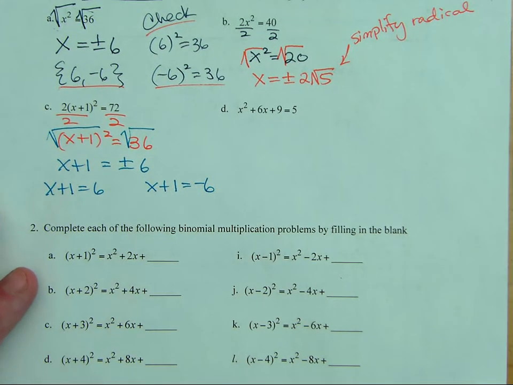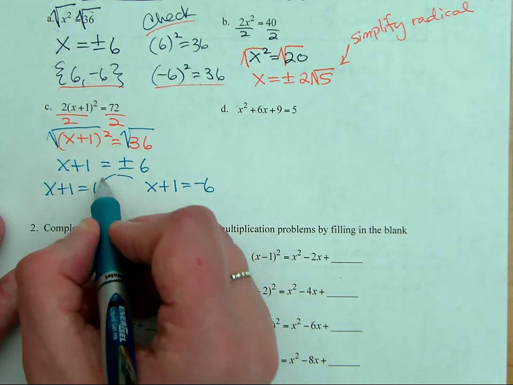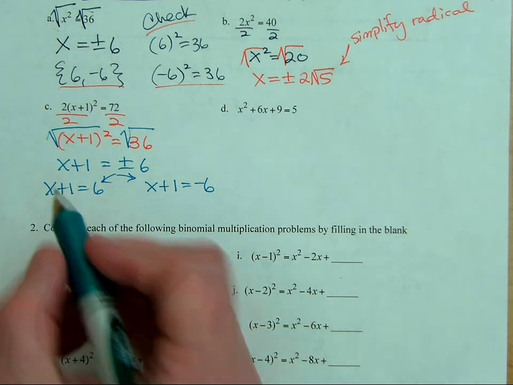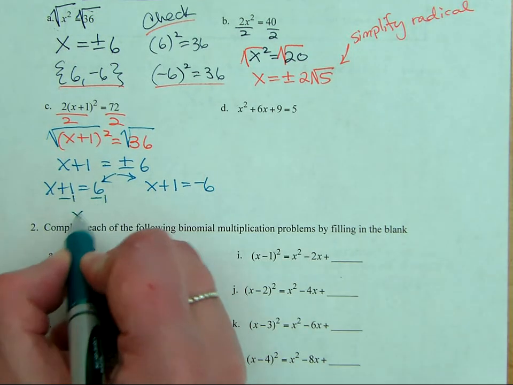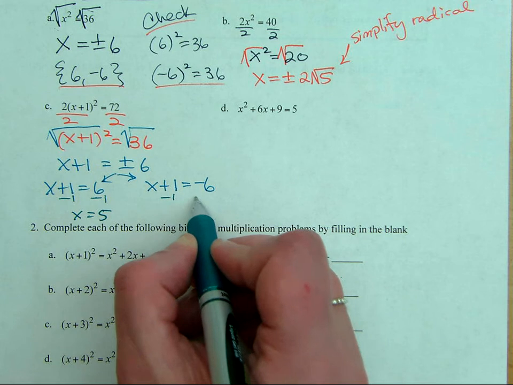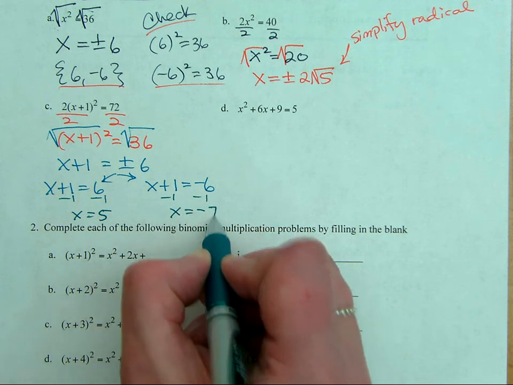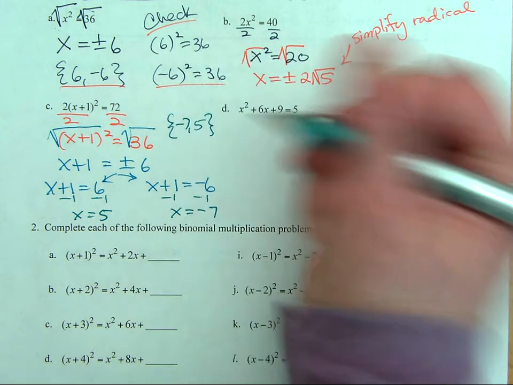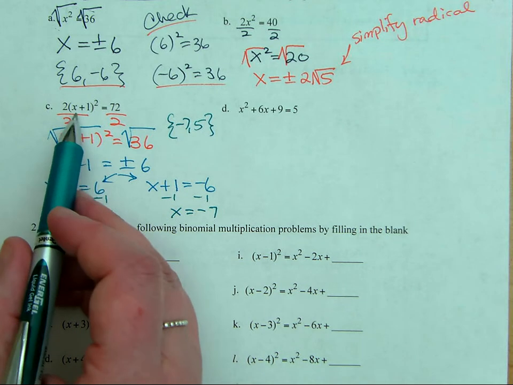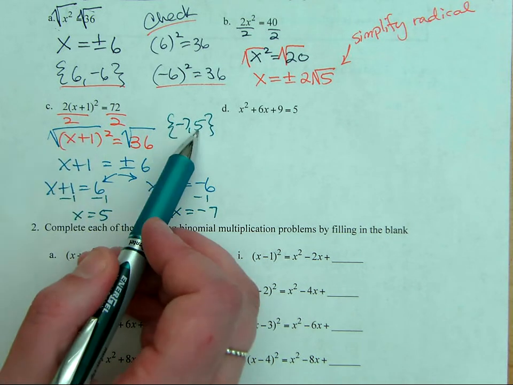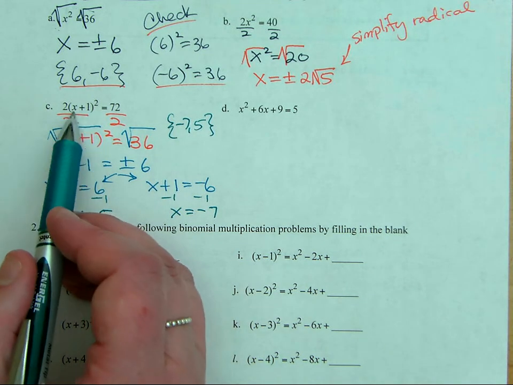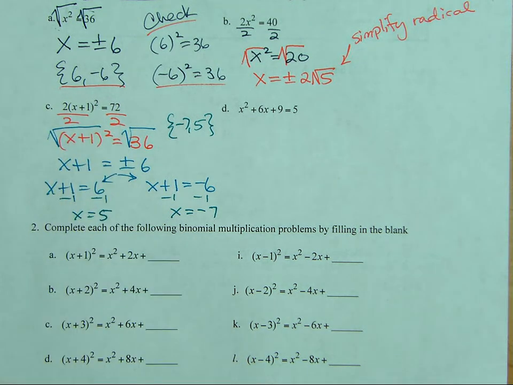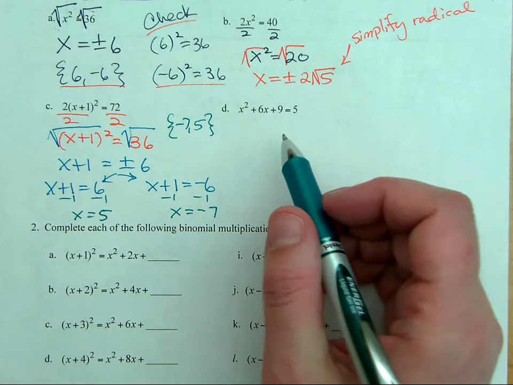So now how could I solve that? That means that I have 2 different possible answers, right? So what would I do from there? I could subtract 1. I get x equals 5. I could subtract 1. I get x equals negative 7. So my solutions here are negative 7 and 5. And by the way, if you check them, let's just do a little mental check for a minute. So if I go 5 plus 1, that's 6. If I square 6, I get 36. 36 times 2 is 72. So I just did a little mental check just to save myself some space.